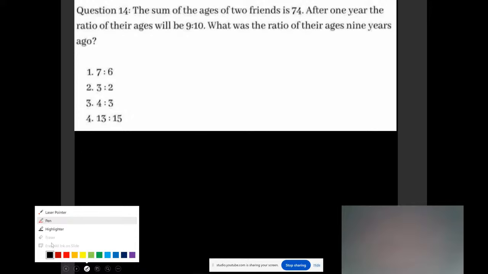Okay, let us check how to do it. They said that the sum of ages of two friends is 74. After 1 year, their ages will be in the ratio 9 is to 10. After 1 year means each of the friends' age will be increased by 1. At present the sum of their ages is 74. After 1 year it will be plus 1 and plus 1, because the first person's age will be increased by 1, and the second person's age also. So the sum of their ages will be 76.